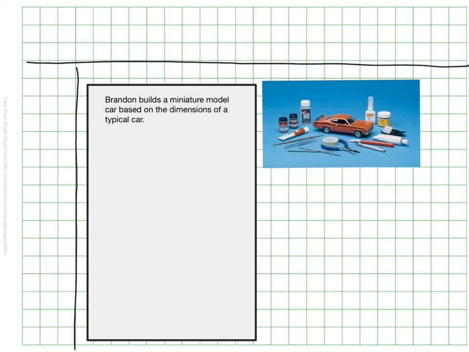Blueprints can also be used to make like model cars, for example, or miniature things. So let's say Brandon wants to build a miniature model car based on the dimensions of like a real life typical car. The scale that he's using is that 1 foot for his real car would be equivalent to 3/10 of an inch in his model. If the real car that he's trying to make is 13.5 feet long, how long should he make his model?